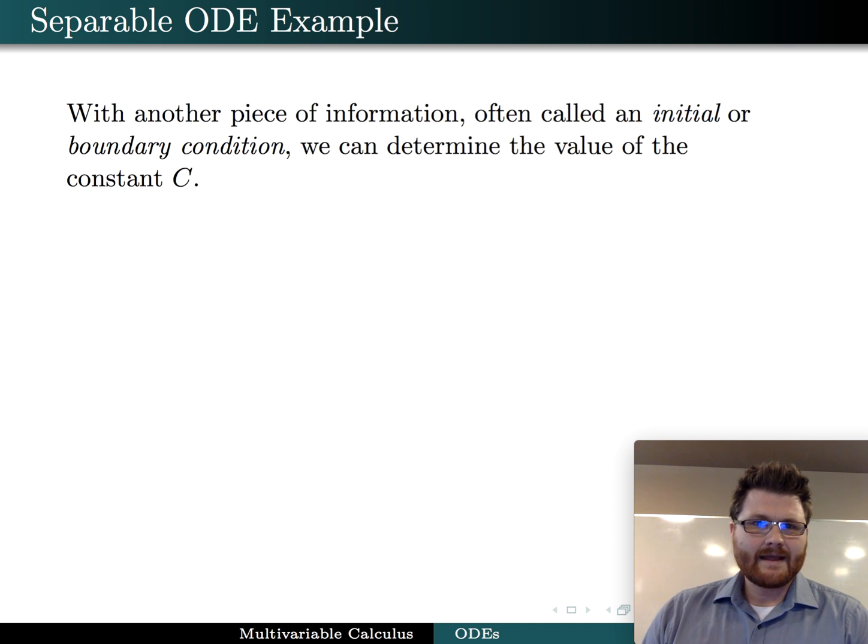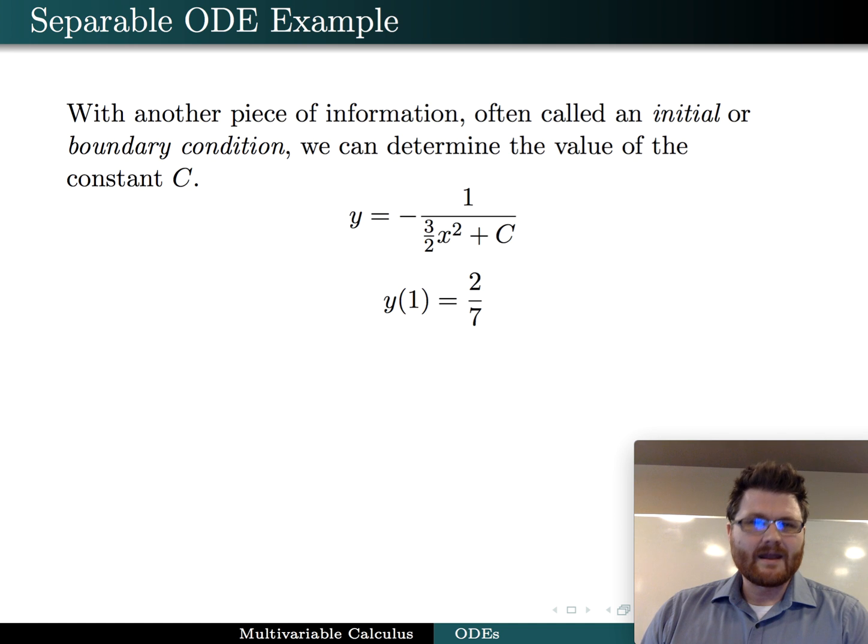Now, if we had a little bit more information, an initial or boundary condition, then we can figure out the value of that constant c. In this case, we typically call that pair, the differential equation together with the initial or boundary condition, initial value problems or boundary value problems. So with this being our solution to that differential equation we just looked at, that's the general solution. And if we knew, for instance, that when x was 1, y was 2/7, we could find the value of c.